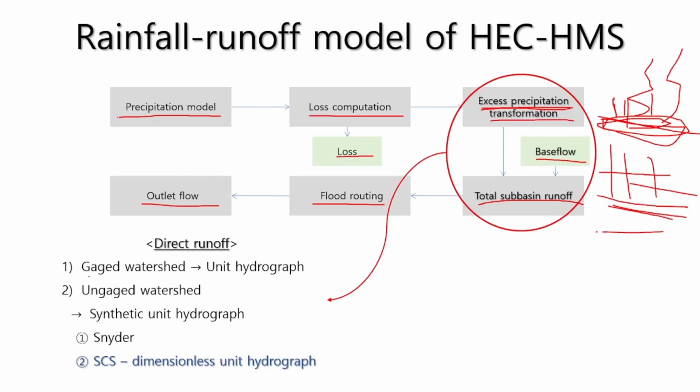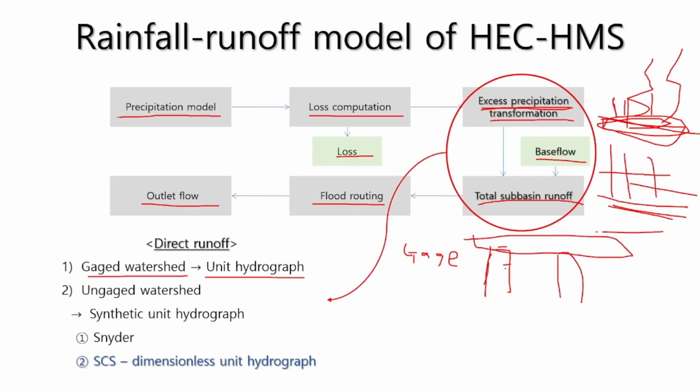So direct runoff, we have gauged watershed, and from gauges we build a unit hydrograph. So a gauge is basically a water level station where they measure how much water is rising in the area. It could be a bridge. If we have a bridge, there will be these markers that measure the water level. And then from the water level, we can convert that into stream flow, and then from that we get a unit hydrograph.